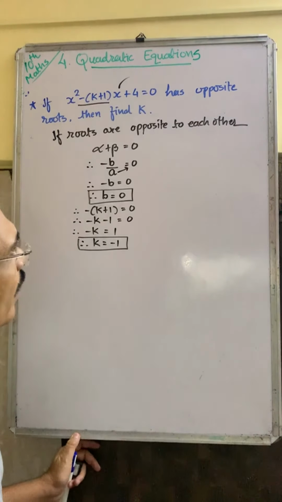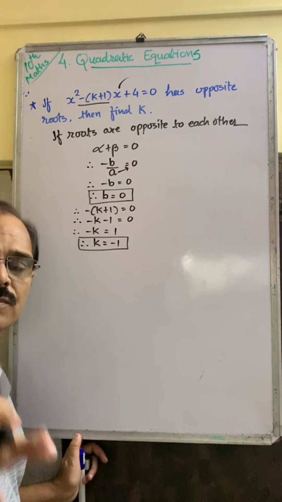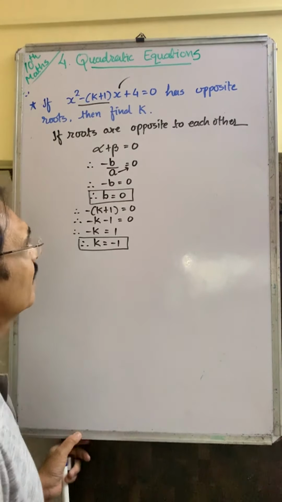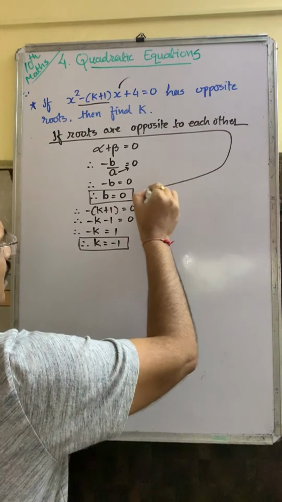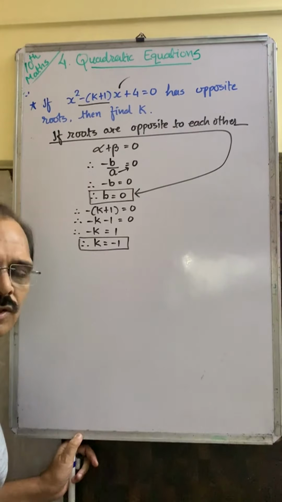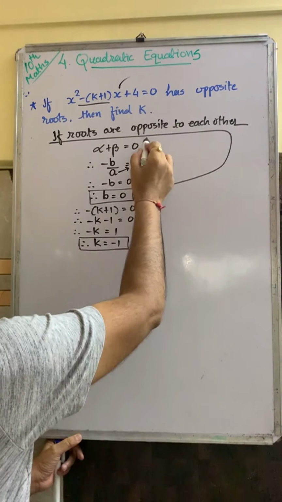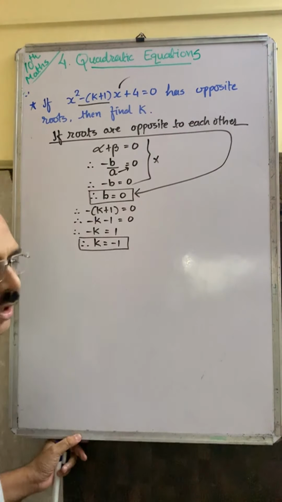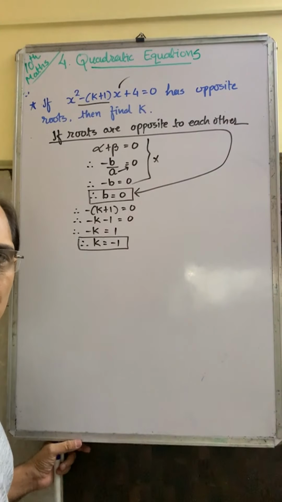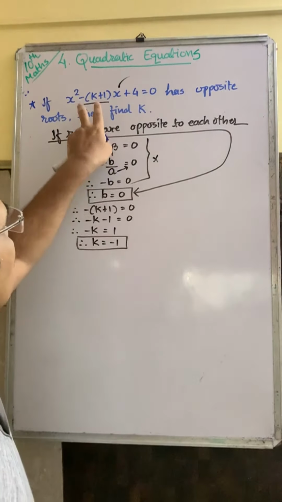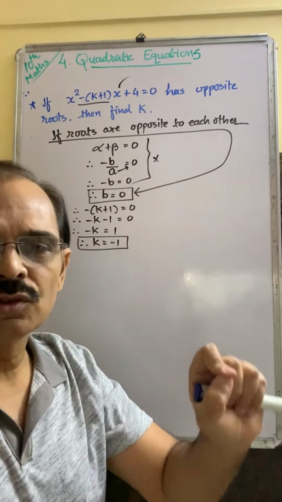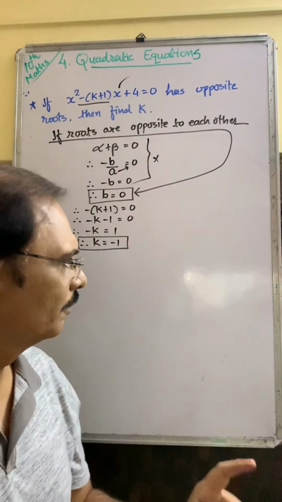Right? That is for a 2 mark question. If only a single 1 mark objective question is there, then you have to remember: if roots are opposite to each other, then always remember b equals 0. No need to simplify this, this is not important. Remember b equals 0 only when roots are opposite to each other. And then place the value: k plus 1 equals 0. So k equals minus 1.